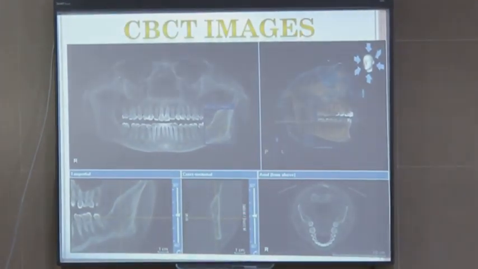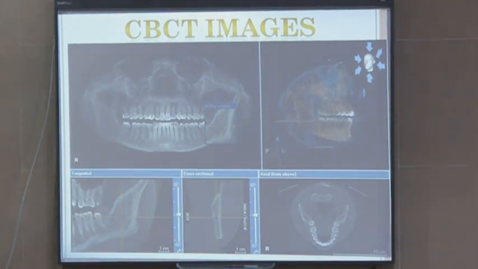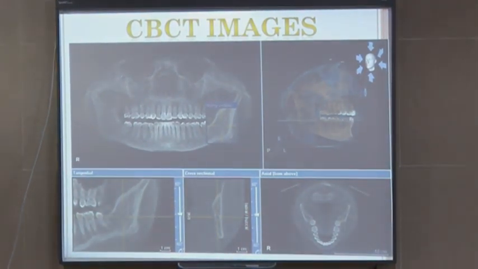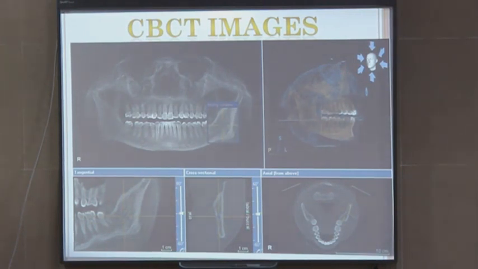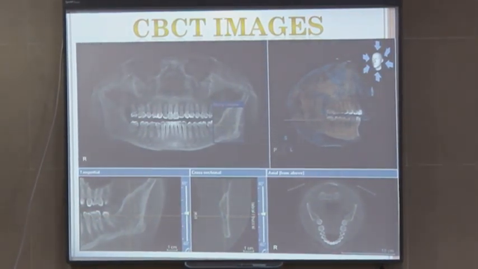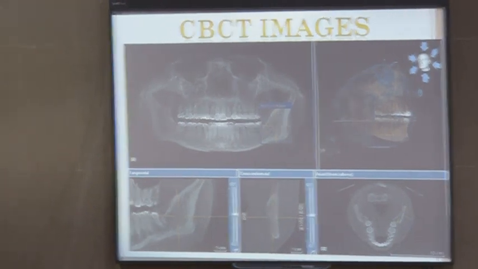So the final image when you are getting in CBCT is going to appear like this. The first one is your panoramic image. The one below is your tangential, cross-sectional, your axial view, and your 3-dimensional view. Alright. So this will be your final image.